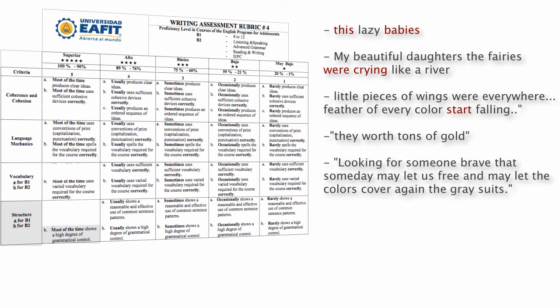"Looking for someone brave that someday may let us free and may let the colors cover again the gray suits." In this case, the student must have omitted the definite article the, since there is no explicit mention which colors the idea refers to. Finally, in the sentence, "Let the colors cover again the gray suits," the adverb again is incorrectly placed within the sentence. It should go at the end of the idea, since it is an adverb of time. So we would say, "Let colors cover the gray suits again."